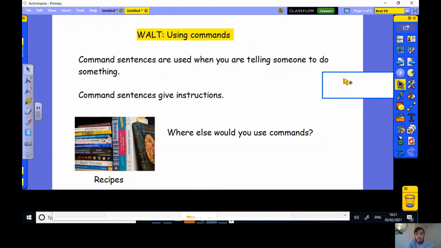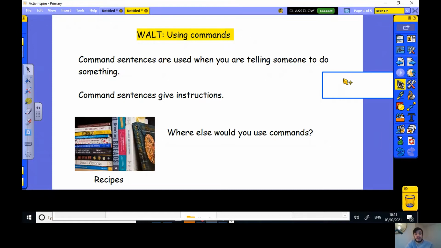Well done. Some different examples there. We had potentially when you're building furniture. Some of you might have gone to IKEA with your family, and when you get back, you need to put it together. You'll see commands. Screw in that screw. Bang in that nail. They are commands telling the person what to do.